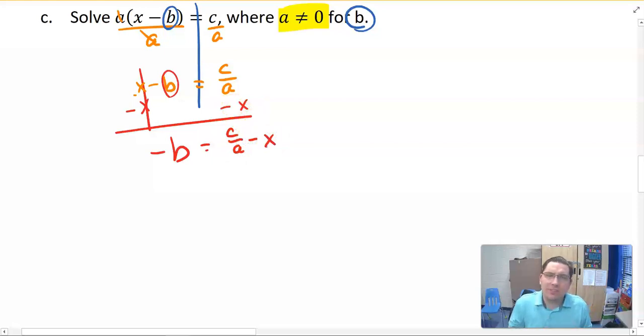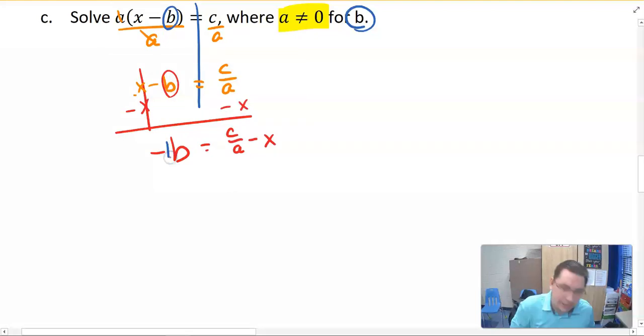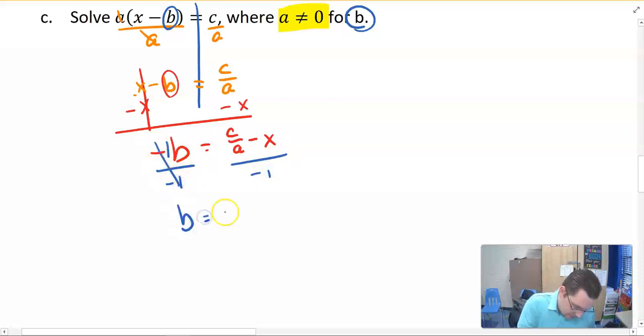And so our final step is to get the b by itself. What's actually in front of this b? Remember, there's a 1 here, right? So we're going to divide both sides by negative 1. That cancels the negative on the left. And on the right, remember that dividing by a negative just changes the signs of what we have. So the c over a is going to become negative, and negative divided by a negative is a positive for the x.